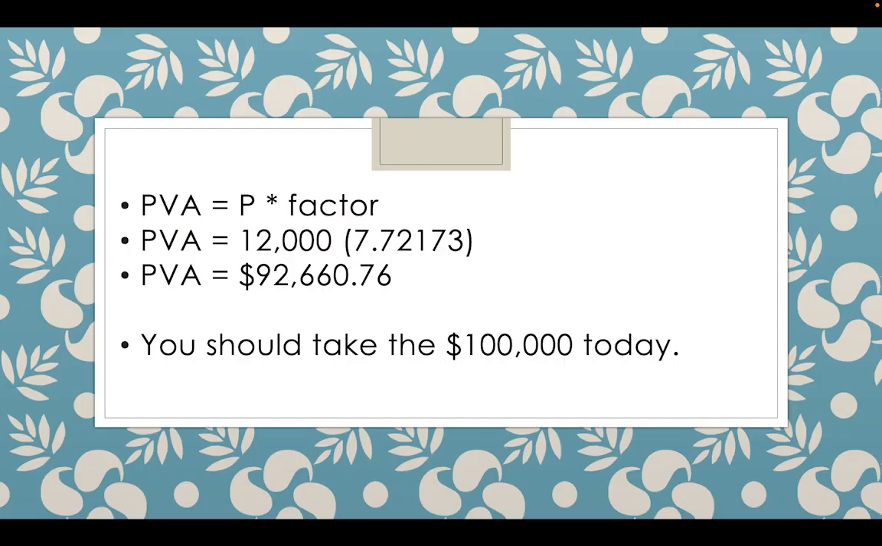When I get that, I get $92,660.76. So that means that if I choose the option of taking $12,000 every year for the next 10 years, and I could invest that money at 5%, that's going to be the same thing as having $92,660.76 right now. However, the other option was just to take $100,000 right now. So would I rather have $92,660.76 right now, or would I rather have $100,000 right now? So the answer is I'm going to take the lump sum payment to me of $100,000 today.